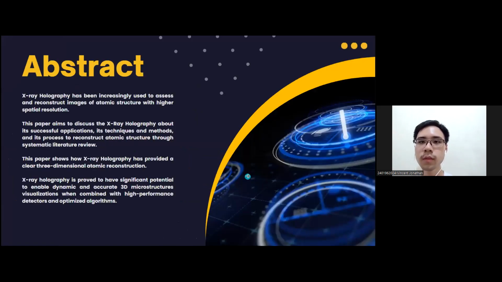Abstract. X-ray holography has been increasingly used to access and reconstruct images of atomic structure with higher resolution. This paper aims to discuss X-ray holography, its successful applications, its techniques and methods, and its process to reconstruct atomic structure. X-ray holography is proved to have significant potential to enable dynamic and accurate 3D microstructure visualizations.